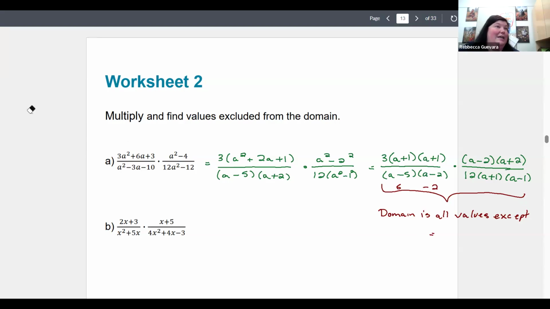All right, so what a cannot be: a can't be 5, it can't be negative 2. Here, if a is negative 1, then we'd have negative 1 plus 1, which is equal to 0. Here, if a is 1, then we have 1 minus 1, which is also equal to 0. So we have to exclude negative 2, negative 1, 1, and 5.